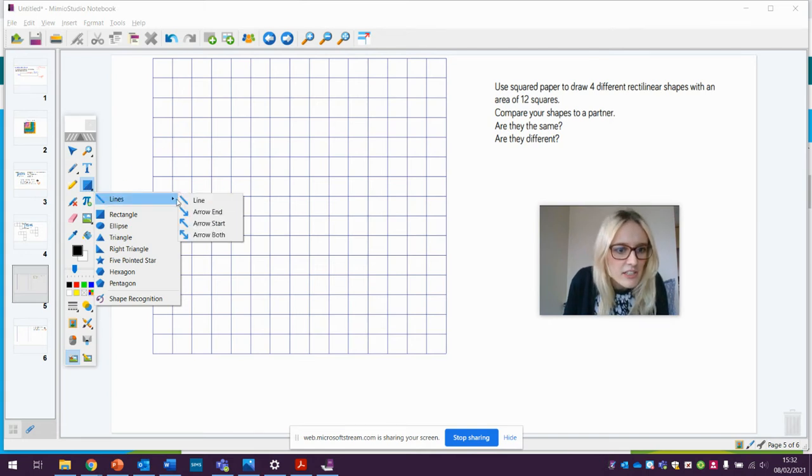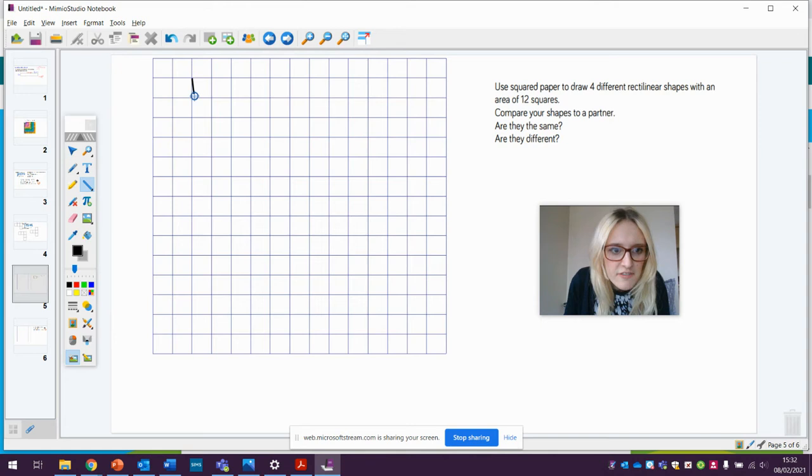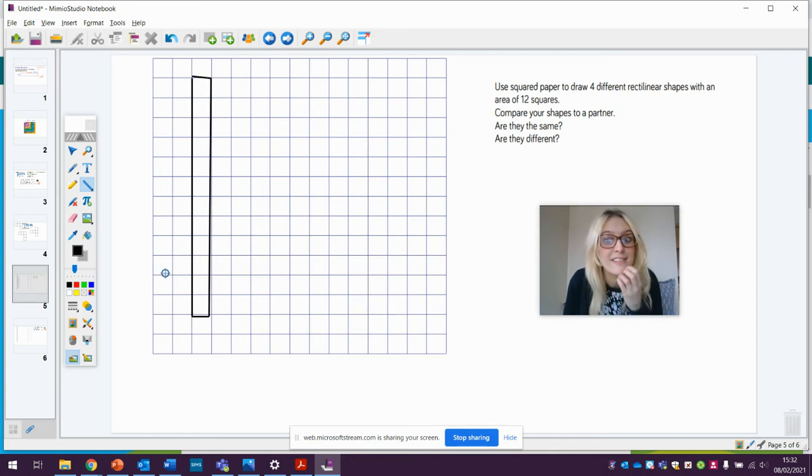So I'm going to get my line tool. And first of all, my first one is just going to be 12 squares. 1, 2, 3, 4, 5, 6, 7, 8, 9, 10, 11, 12. It's going to go across like this. Have a think about what the perimeter is, because the perimeter is going to be double that. It's going to be 12, 12, 1, 1. So the distance around the outside. You can compare the area and the perimeter.